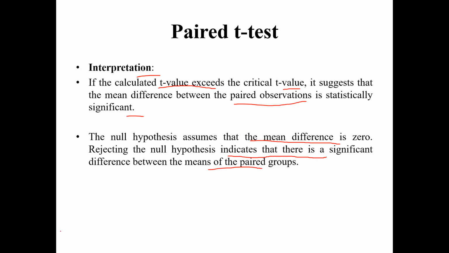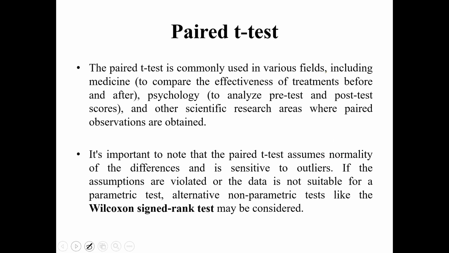Once we know these things, we have one example, and we can get more clarity on the paired t-test with the help of the example. Before the example, we need to understand that the paired t-test is commonly used in various fields, including medicine, to compare the effectiveness of treatment before and after, psychology to analyze pre-test and post-test, and other scientific research areas where paired observations are obtained.